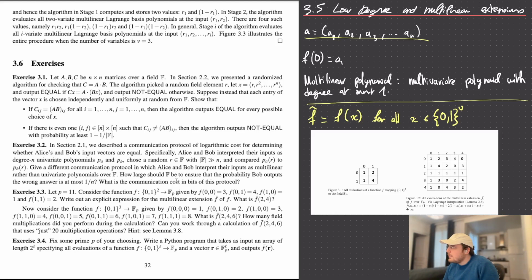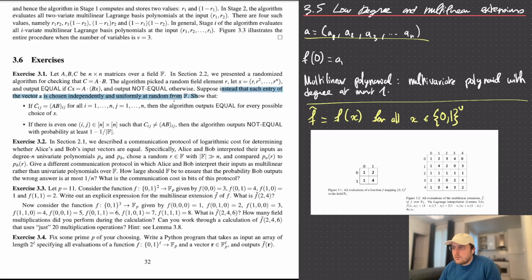Database, a matrix over field F. In section 2.2 we present the randomized algorithm. That's okay. The algorithm picks a random element and outputs equal if x equals the output. Suppose instead that each entry of the vector x is chosen independently and uniformly at random from F. Oh no, this is like proof 5.